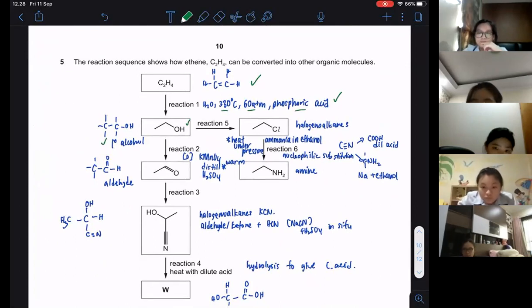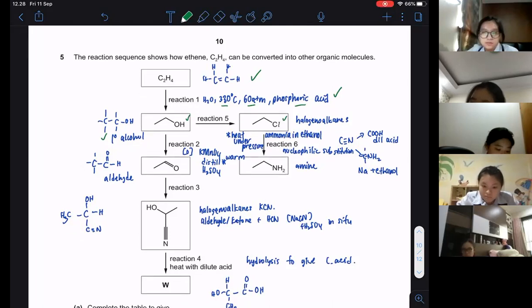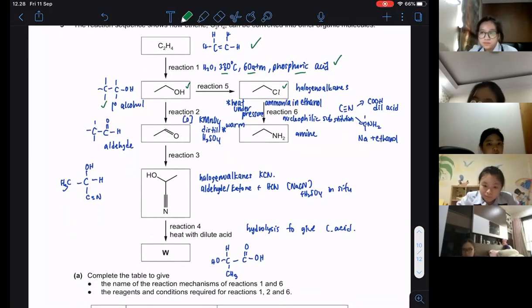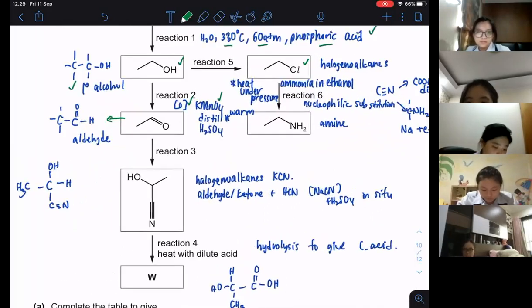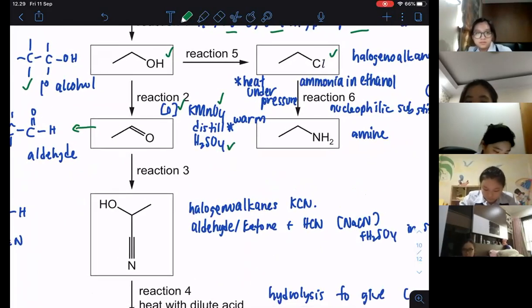This primary alcohol changes into a halogenoalkane. How do we change it into a halogenoalkane? Just react with any RCl and you will get a halogenoalkane. And then here, when you have the primary alcohol, they change into aldehyde. I actually changed it over here so that it's easier to see. So I will change it into aldehyde. That one I know is oxidation. You can use acidified potassium manganate, but the difference is you cannot use reflux, because if you use reflux, it will change into carboxylic acid.